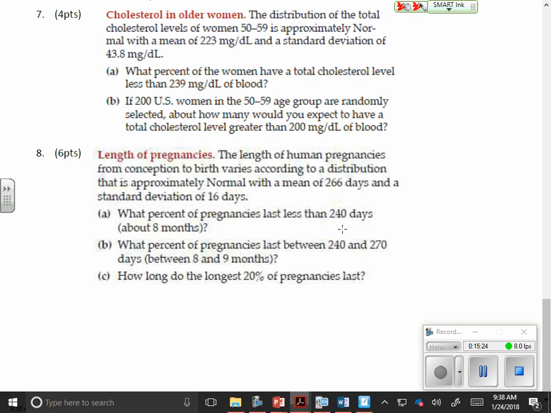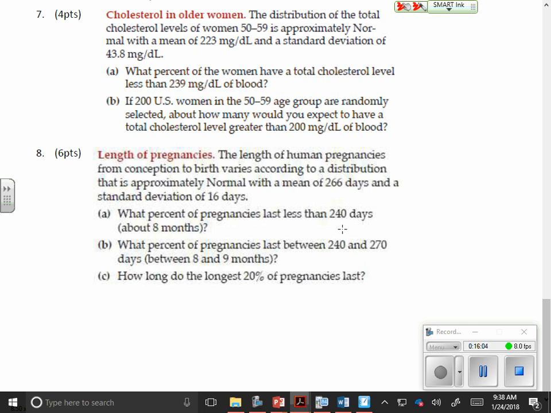Last 20 years. Distribution of the cholesterol of women 50 to 59 is approximately normal. I mean, it's bell-shaped. With an average of 223, standard deviation of 43.8. What percentage of the women have a cholesterol level less than 239? Okay, 223 to 239 is not a standard deviation jump. So I'm not looking at numbers that are one standard deviation jumps away. So I'm going to be in halves of standard deviations, and so I'm going to have to use the Z-score chart.